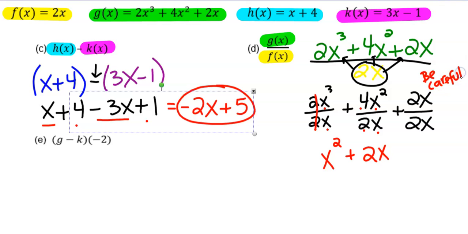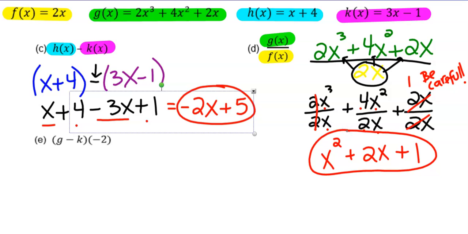2x divided by 2x does cancel, but when you divide, they don't cancel to nothing. When you divide something by itself, it makes a 1. So this is going to be a plus 1, and that's where a common mistake occurs a lot of the time. And then that would be your final answer.